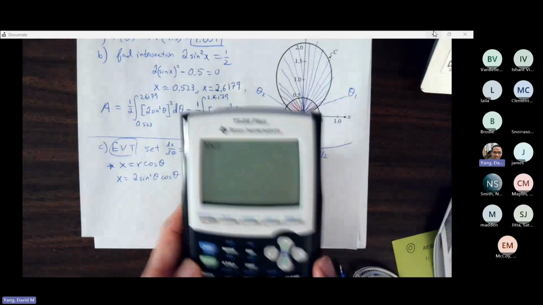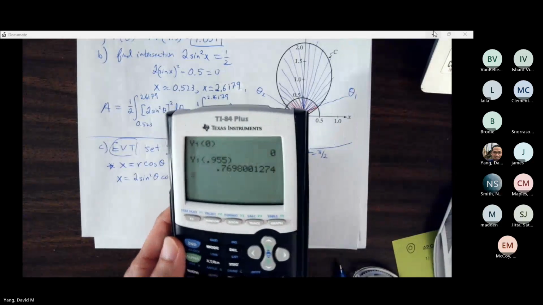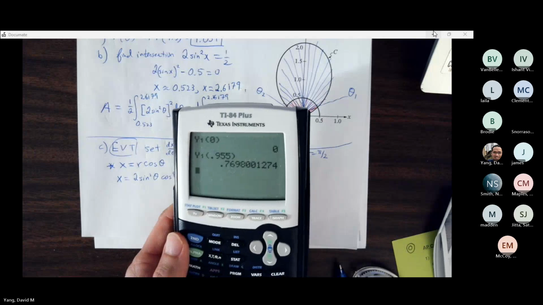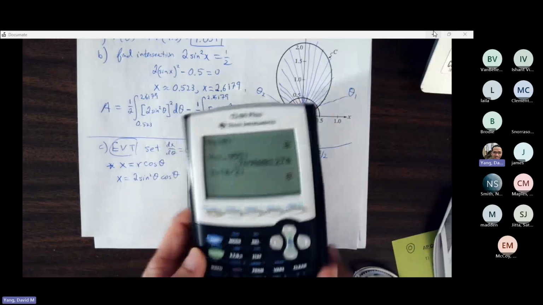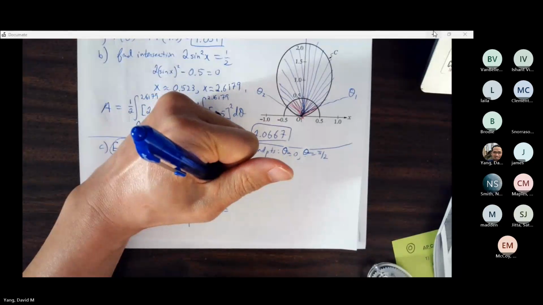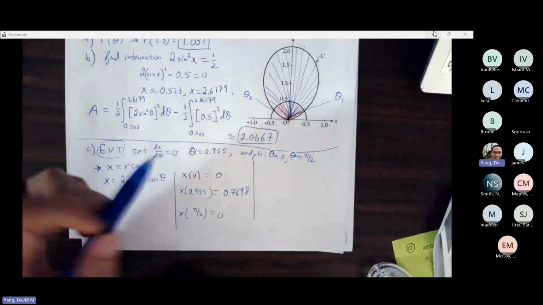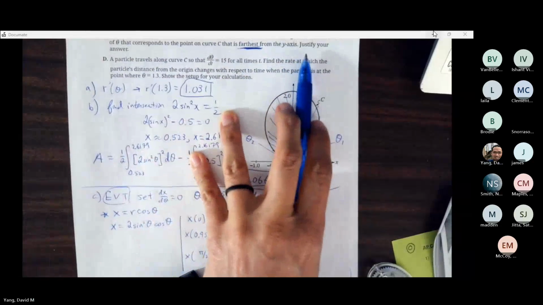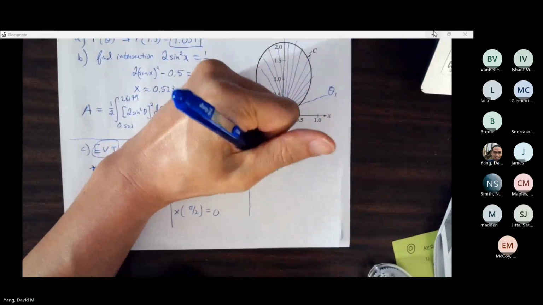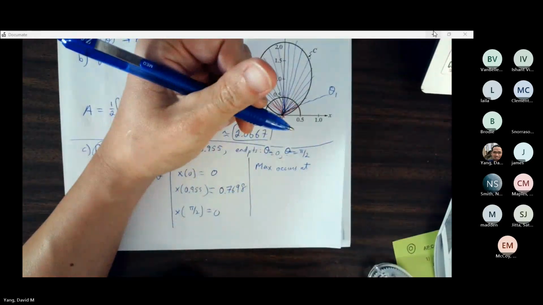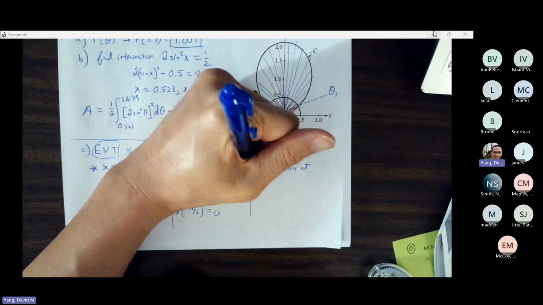Now for trace y1 of 0, I get 0, 0.955 gives 0.769, and then at pi over 2, I get 0. So max occurs at, find the value of theta. So max occurs at theta equals 0.9553. Max, let's see, distance.